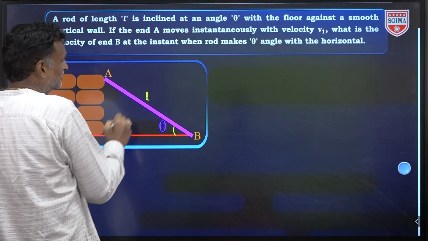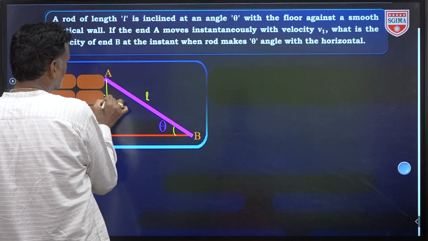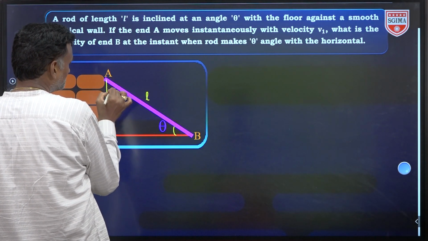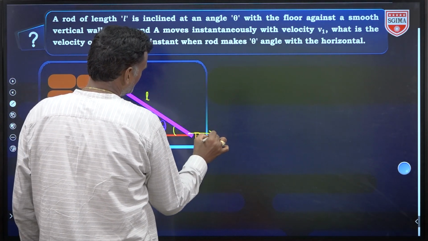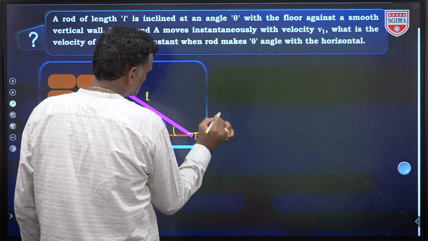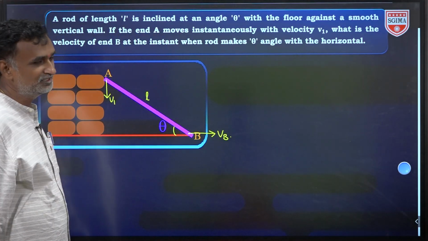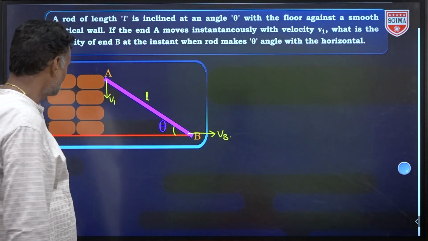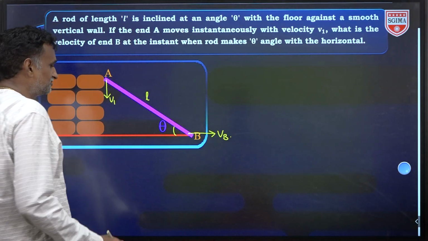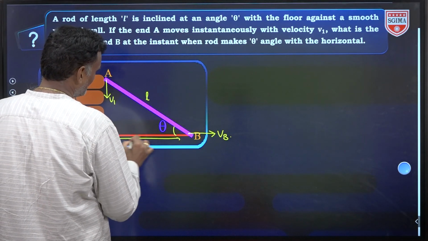This is the wall. If end A moves instantaneously with the velocity V1, so it is supposed to go with V1, what is the velocity of end B at the same instant? Let us suppose it is VB. VB we do not know, VB we need to find, and we need to maintain the relation here.